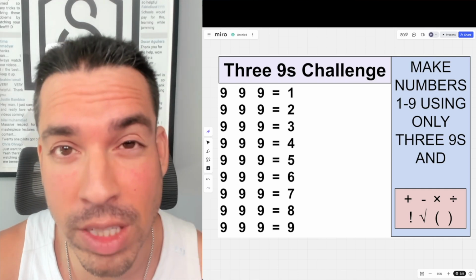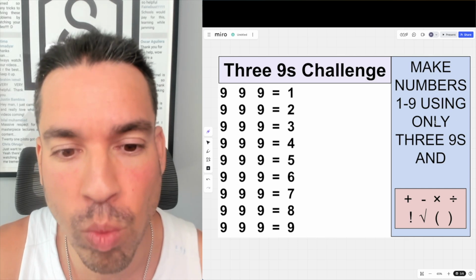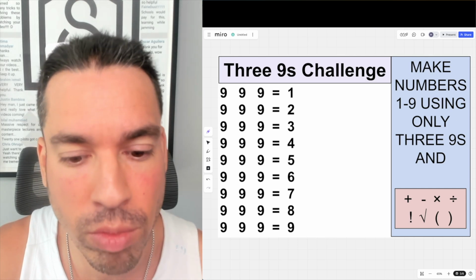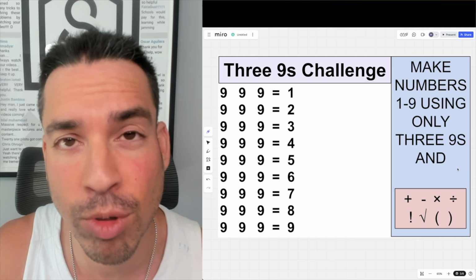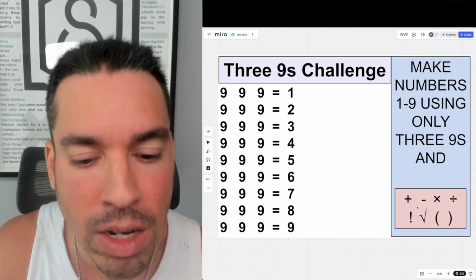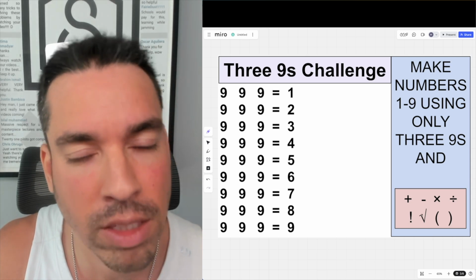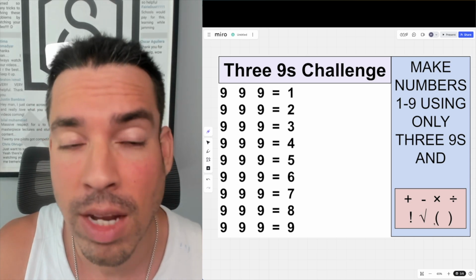In this one, the question is as follows. The 3 9s challenge. Make numbers 1 through 9 using only 3 9s and the following operations. You can't add in any other numbers, but you can use plus, minus, times, divide, factorial, radical, and parentheses. Now again, this is simply a square root, not any other radical.